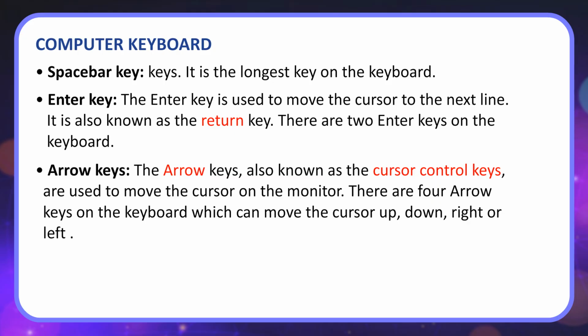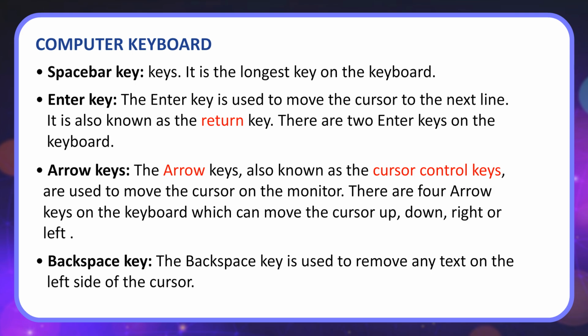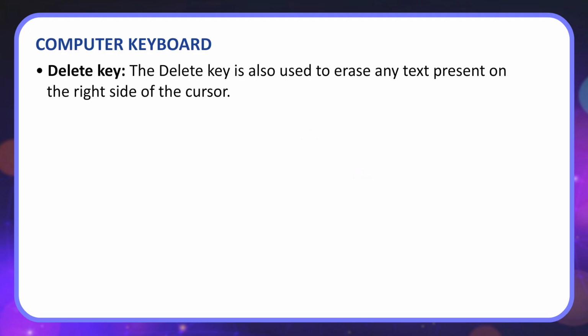Arrow keys. The arrow keys, also known as the cursor control keys, are used to move the cursor on the monitor. There are 4 arrow keys on the keyboard which can move the cursor up, down, right or left. Backspace key. The backspace key is used to remove any text on the left side of the cursor. Delete key. The delete key is also used to erase any text present on the right side of the cursor.